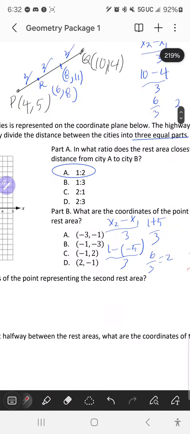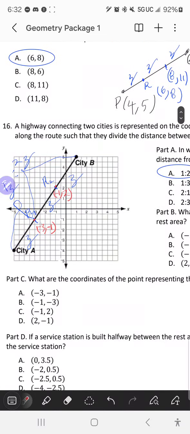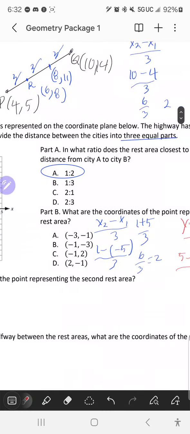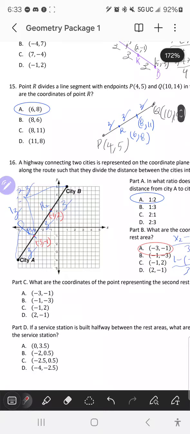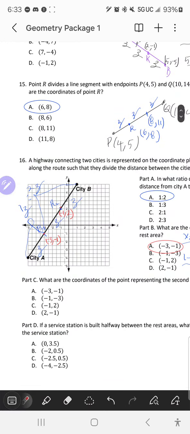But since they are asking for the coordinates of the first rest area, our result is going to be R1, so it's going to be negative 3 comma negative 1, which is choice A. Now, what are the coordinates of the point representing the second rest area? We already did it, since we calculated both. So the result for R2 is negative 1 comma 2, which is choice C.